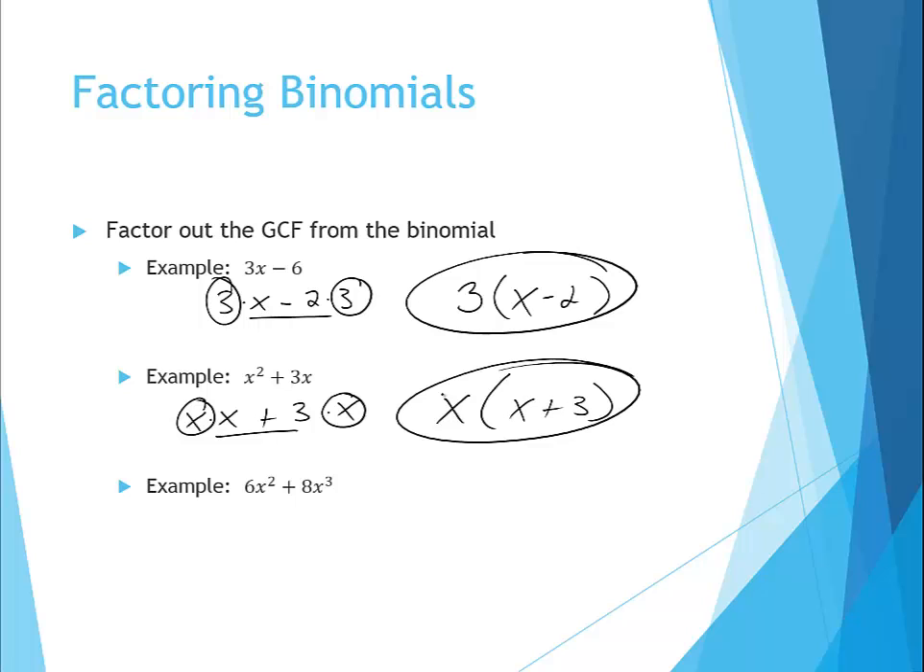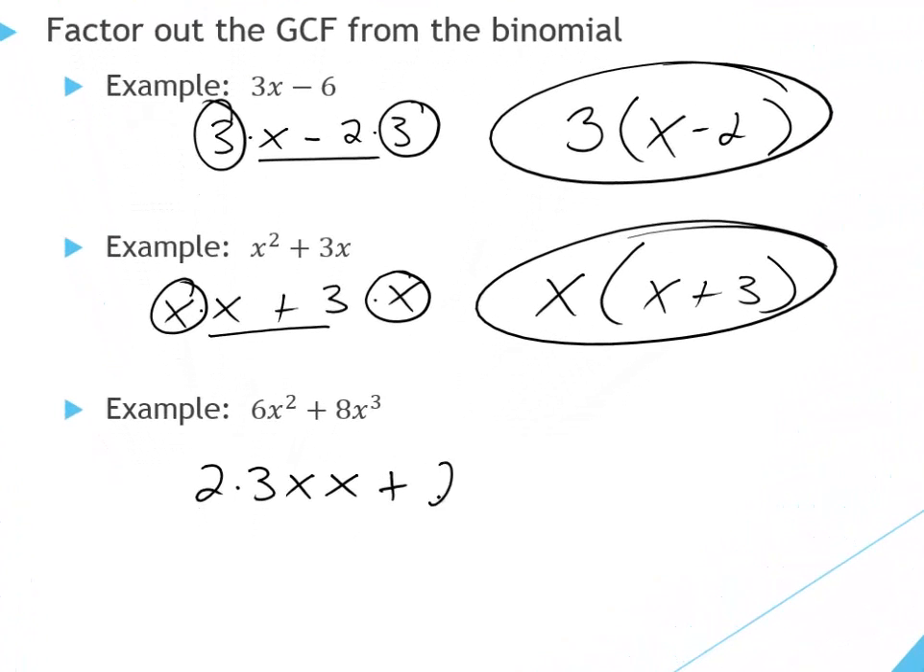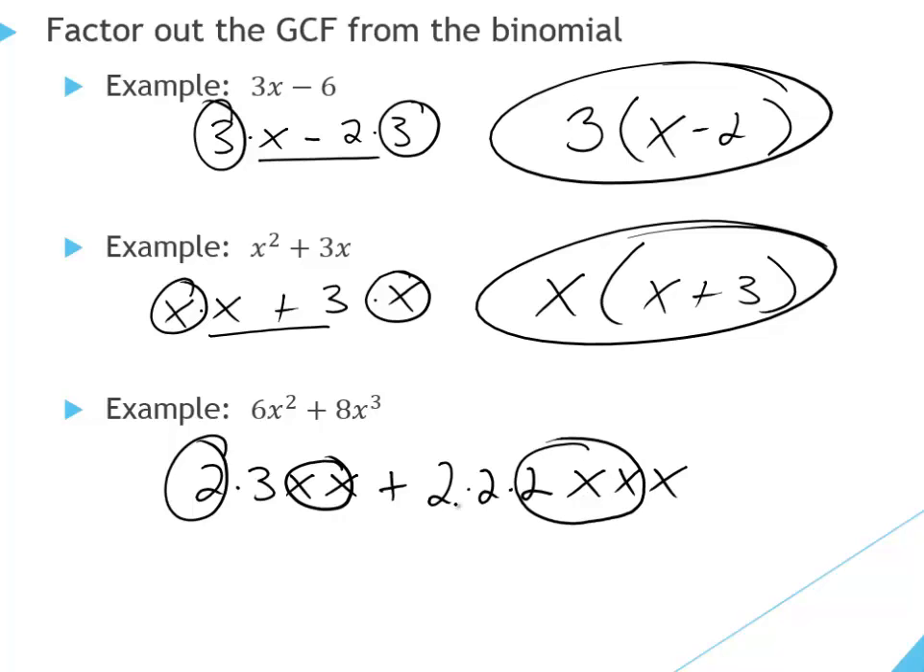Last example, 6x squared. 6 breaks up to 2 times 3. x squared breaks up to x times x. Plus 8 breaks up to 2 times 2 times 2, because 2 times 2 is 4, 4 times 2 is 8. So then x cubed breaks up to 3 x's. Now what's in common? We have our 2, and 2 x's. So you're going to pull out 2 and 2 x's.